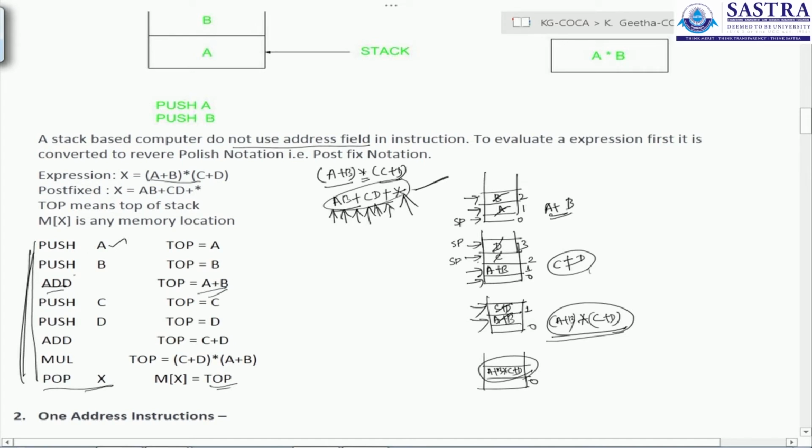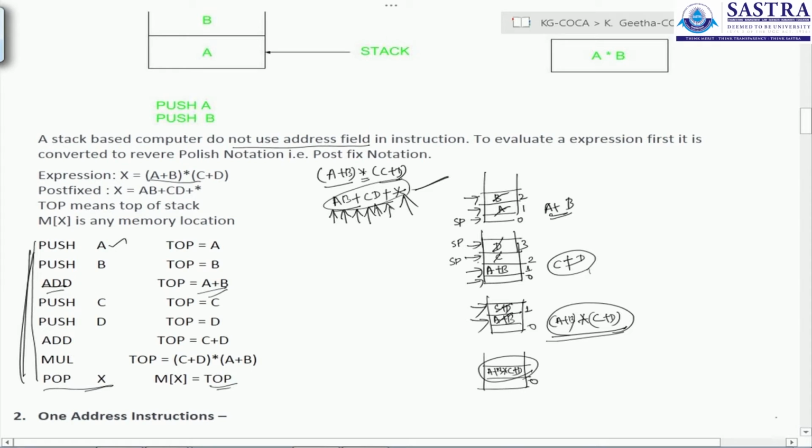See, only push A, push B, all these things add. Add what is to be added, I don't specify. Why? Because it always has to refer to the stack only. And in the stack, what items are to be referred? The topmost two elements. And how will I refer to that? By means of the stack pointer. So there is no need to mention an address in any of these instructions, and hence this is a very good example of the zero address instruction format.